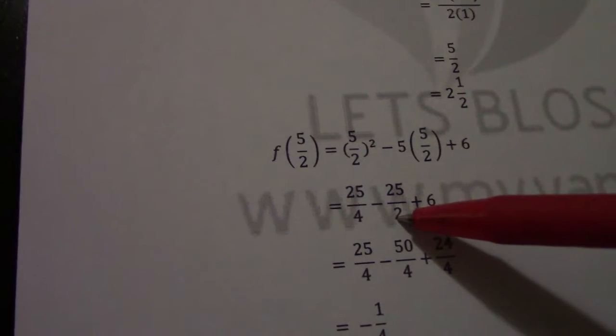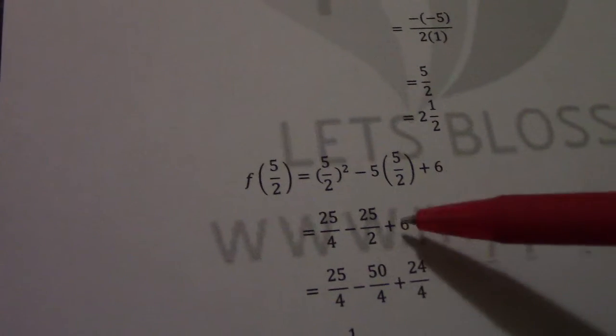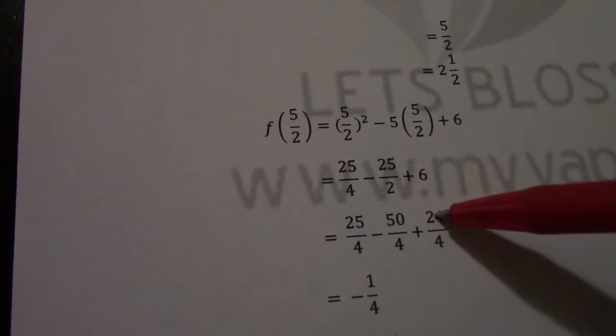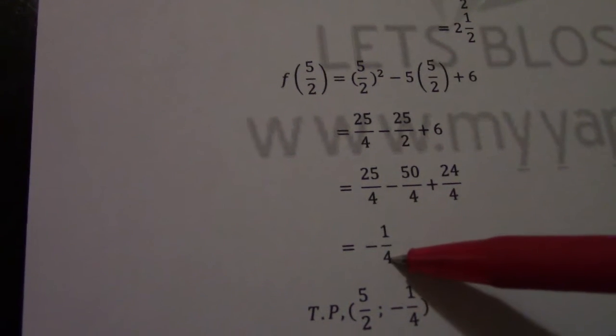Right, without a calculator, the denominators must be the same to add any two fractions. So 2 times 2 becomes 4, 25 times 2 becomes 50. 6 times 4 becomes 24, so that's 24 over 4. You should know 24 divided by 4 gives me 6. So 25 plus 24 gives me 49, minus 50 plus 49 gives me negative 1 over 4.